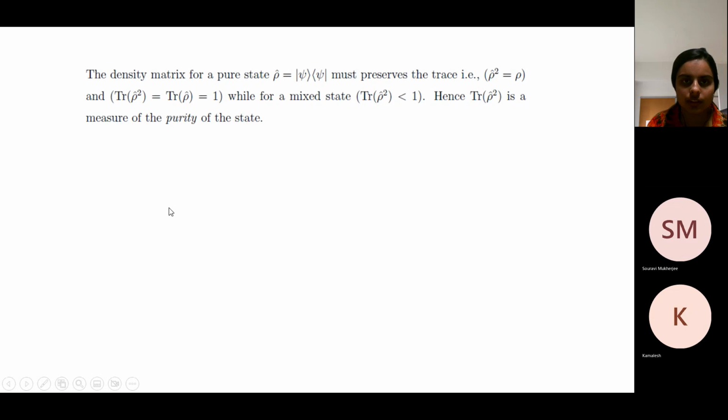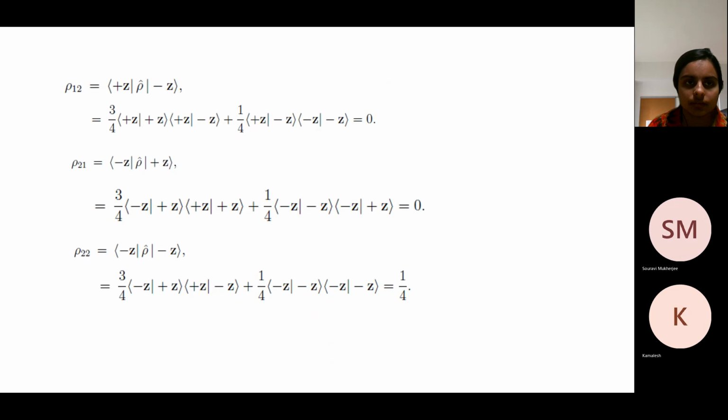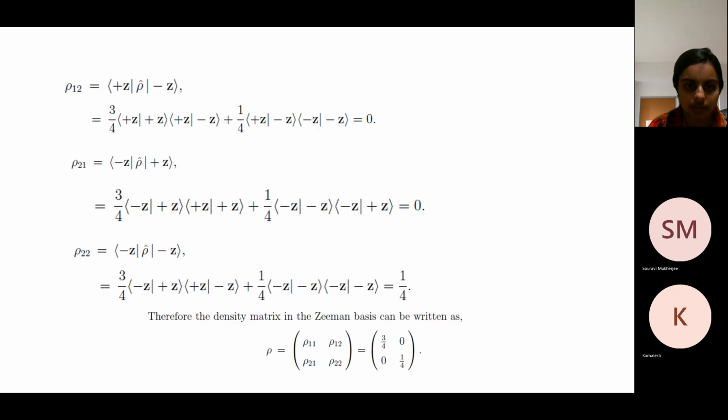So can you try to solve the trace of rho square for the given density matrix? This is your given density matrix. So what will be your trace of rho square? Yes, ma'am. I will try.